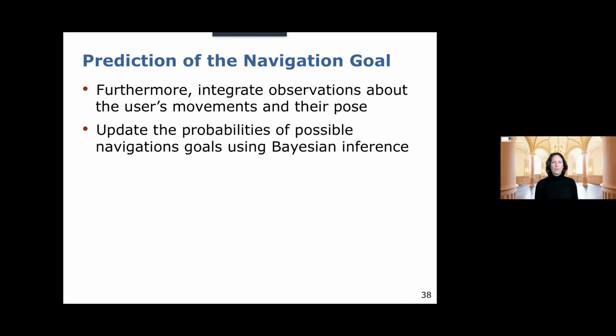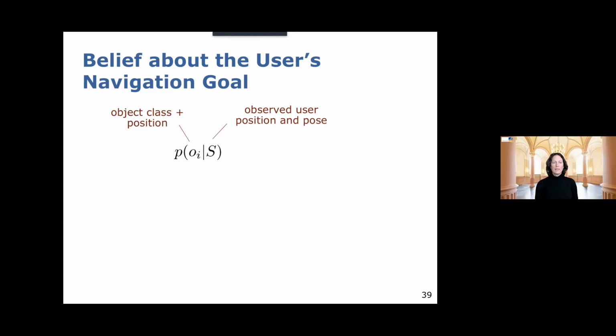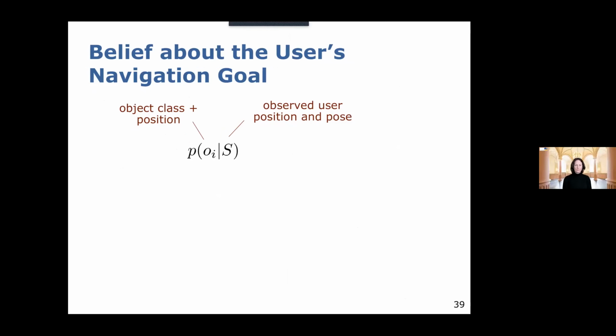So we also integrate observations about the user's movements and their pose. And we update the probabilities of possible user navigation goals using Bayesian inference, as explained in the following. Our goal is that the robot can estimate the user's next navigation goal. So we want to calculate the probability distribution over the user's next navigation goal, which means that for each known object in the environment, we calculate the probability that this is the next navigation goal of the user, given its currently observed position and pose.